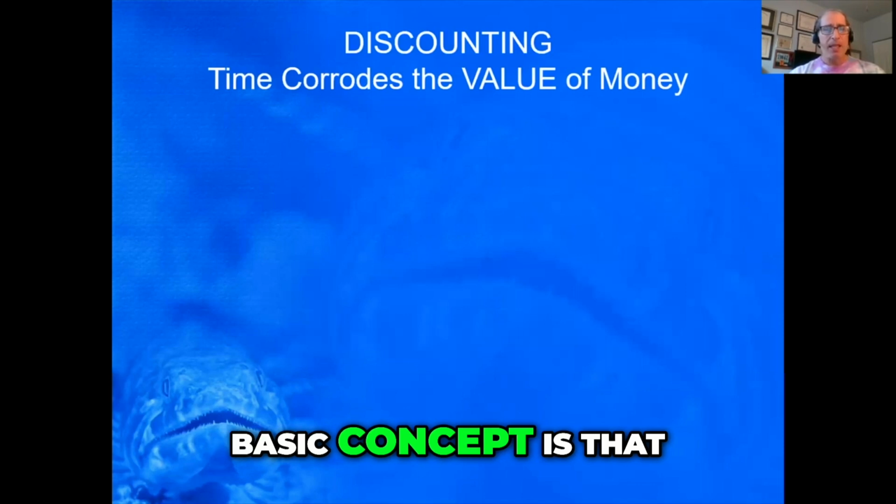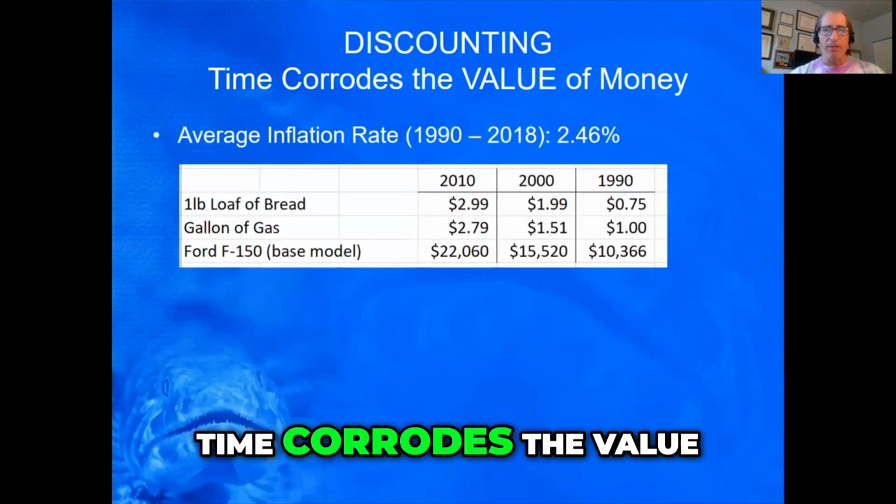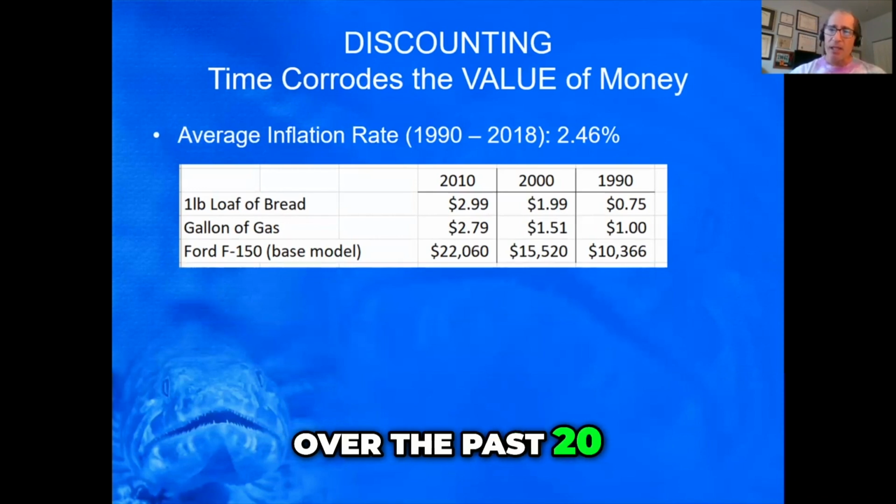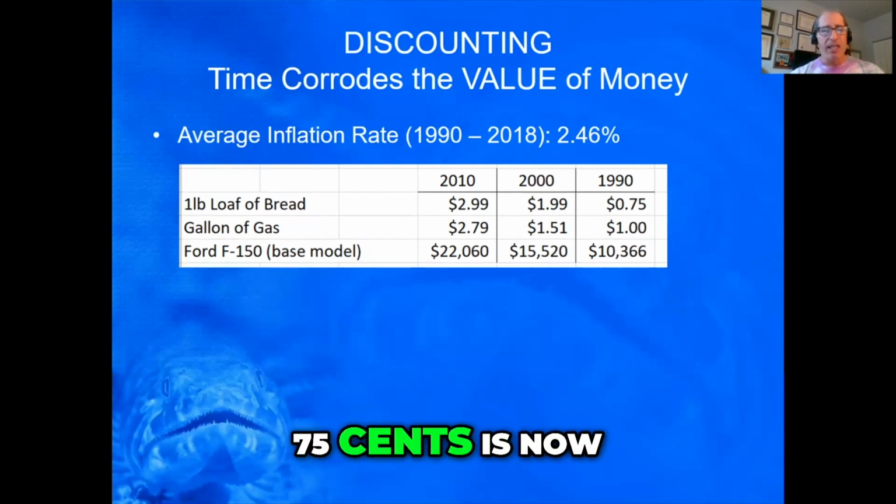The basic concept is that time corrodes the value of money. The average inflation rate over the past 20 plus years has been about 2.5%. You can see that a loaf of bread that used to cost 75 cents is now over $3. And the same holds true for a Ford F-150 truck.